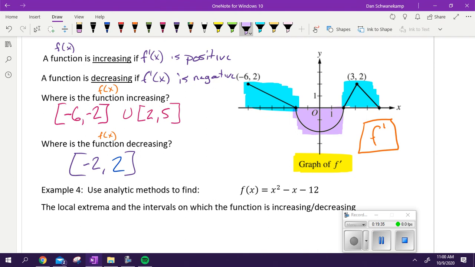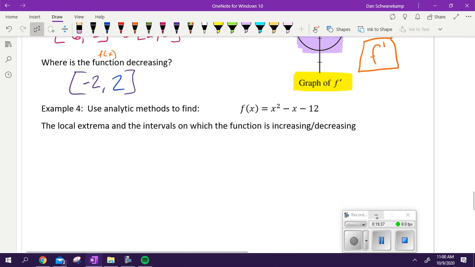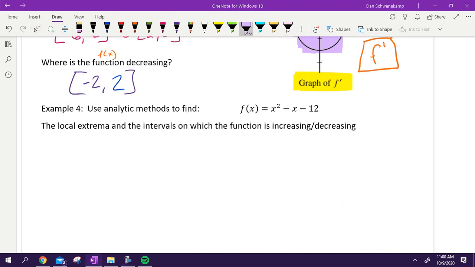All right, last thing here. Let's do it really fast. The local extrema. So we're using analytical methods. It means use some algebra and some calculus to find the local extrema and the intervals on which the function is increasing and decreasing. This is zero more work than what we've done so far. It's exactly the same. We're just going to pull more conclusions at the end.